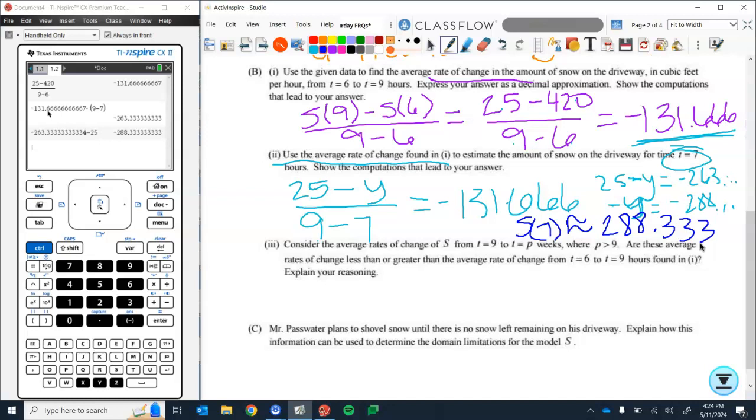Alrighty, so now I want to consider the average rates of change of S from 9 to P weeks, where P is greater than 9. Are the average rates of change less than or greater than the average rates of change from T equals 6 to T equals 9 hours found in I? Explain your reasoning. All right, so first of all, we're talking about rate of change. So I know that I need my fun chart. So here's my fun chart.